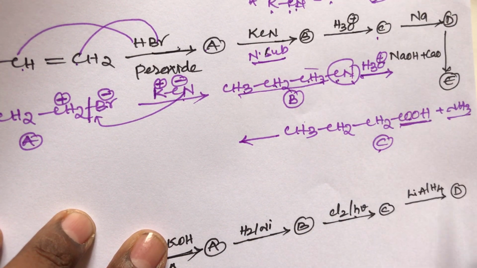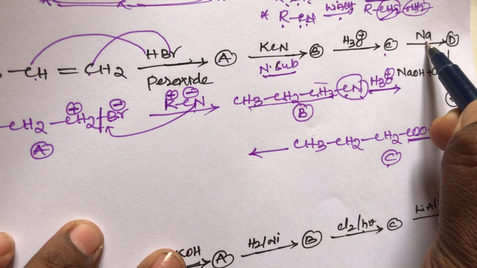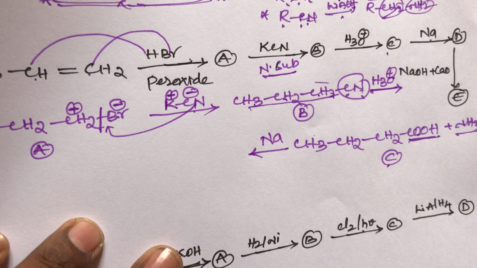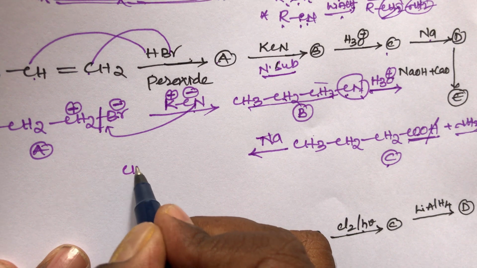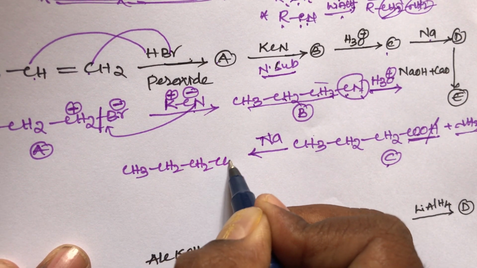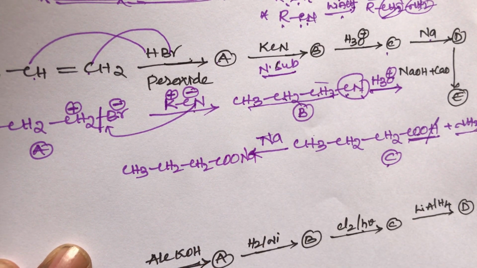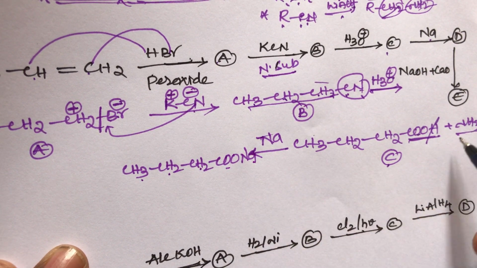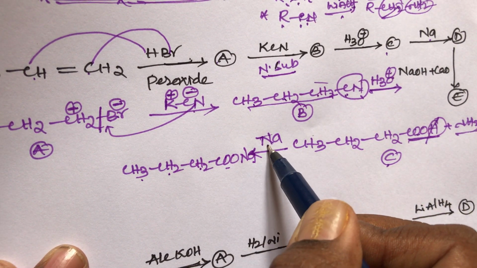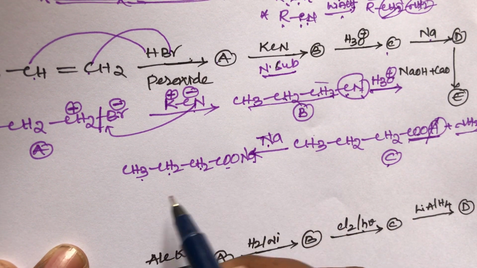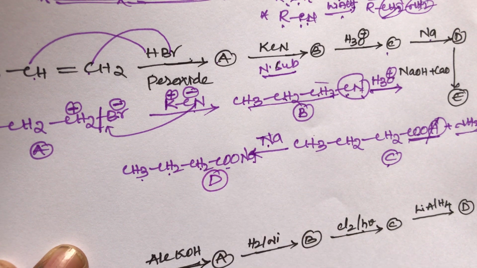Next step, now what to do, student? The C compound reacts with sodium metal. What happens, student? The hydrogen is replaced by sodium, and we get CH3 CH2 CH2 COONa, that is sodium butanoate. This is a substitution, hydrogen replaced by sodium, giving sodium butanoate, the D compound. So this is the D compound, students.